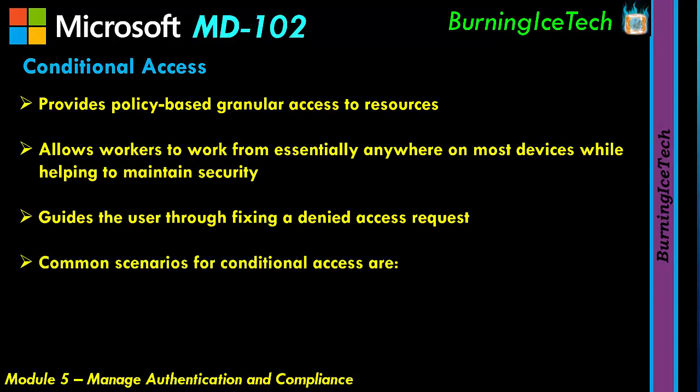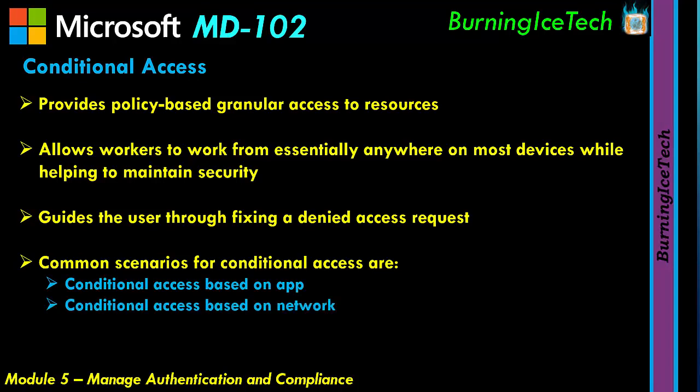Common scenarios where you might want to use conditional access, in case you're wondering, are conditional access based on an app. So they have to use a certain app, or if they do use a certain app, they need to meet certain conditions. Conditional access based on network. So if they are on a certain network, certain conditions will apply. Or if they're not on a certain network, certain conditions will apply. Or they just plain need to be on a certain network. That might be specified as a condition. So you can look at this many ways.